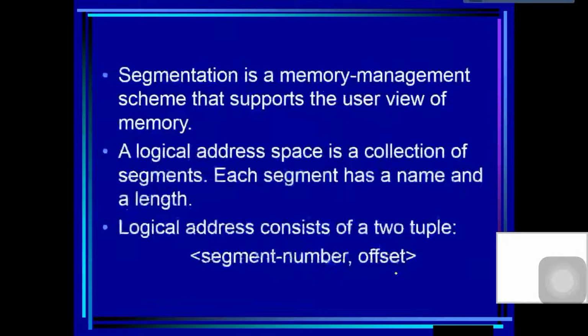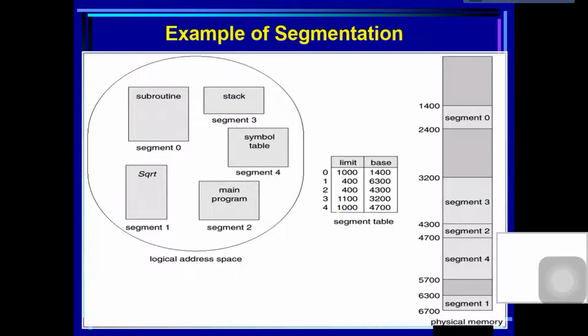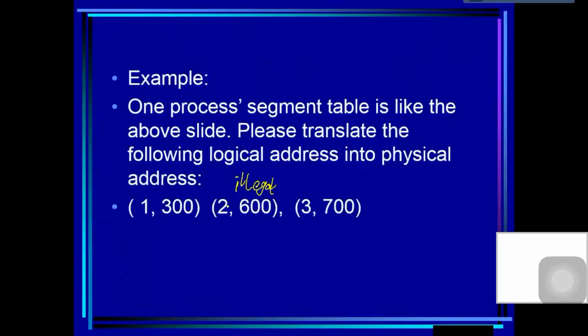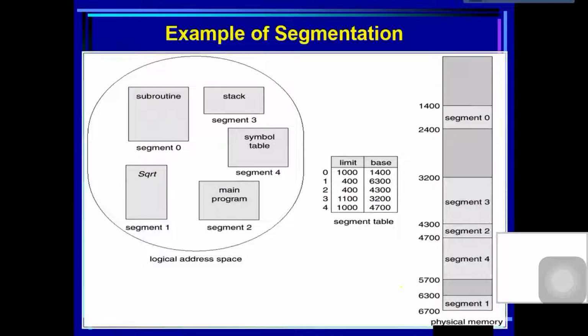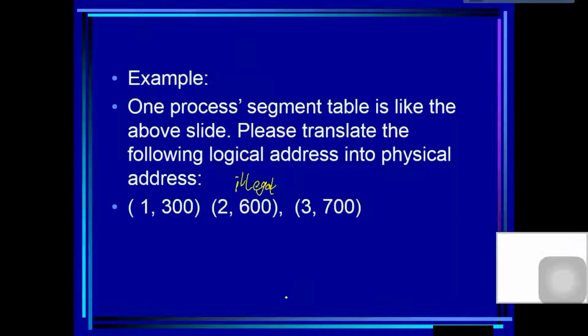And this one, 3700. We look at it. The segment number is 3 and the limit is 1100 and the offset is 700, so it is smaller than the limit, so it is legal. So we use the base 3200 plus the offset, and we get the physical address. This is the physical address for this logical address. Okay.